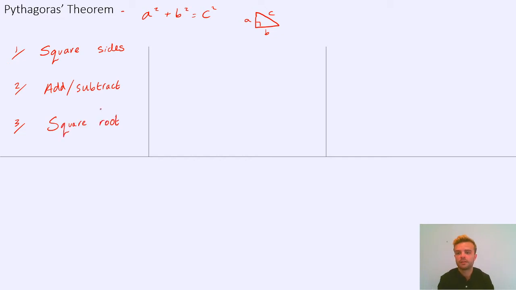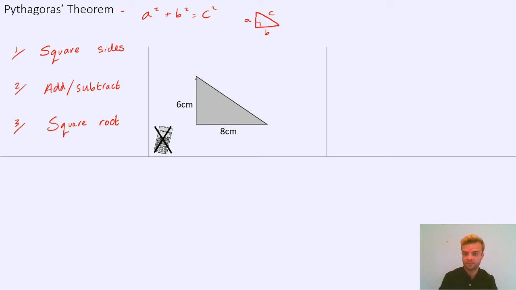I'll just show you a couple of examples, and I'll explain as I'm going along how to know whether to add or subtract. So here is a right angle triangle, we have a missing side, and we're going to use Pythagoras' theorem to work out the missing side. Step 1 is to square the sides. So we're going to do 6 squared, which is 36, and 8 squared, which is 64.